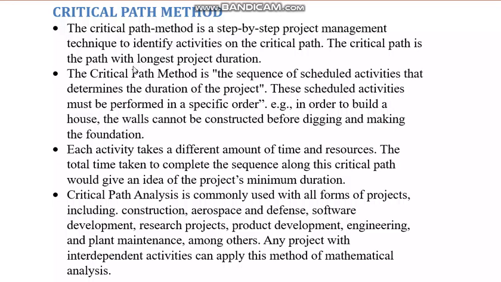See, once we find out this critical path, then we will know what is the project duration. And so the critical path is the longest project duration. Okay, and that will be the total project duration. Okay, like that. See, this is a very interesting topic.